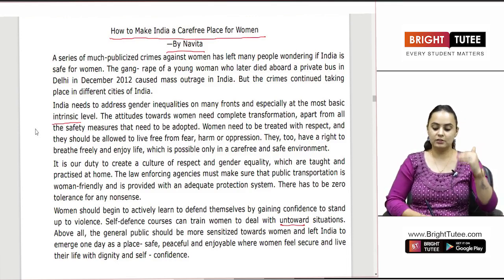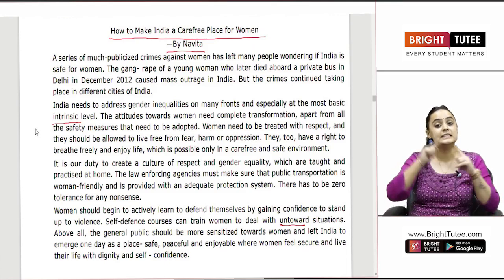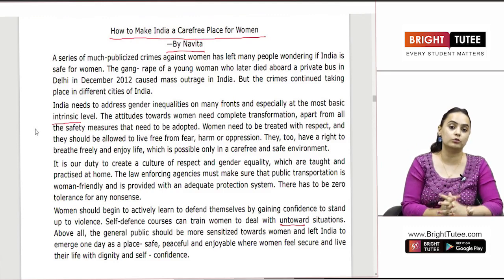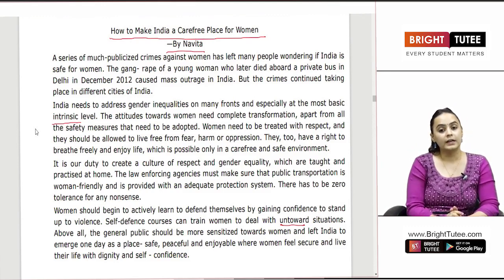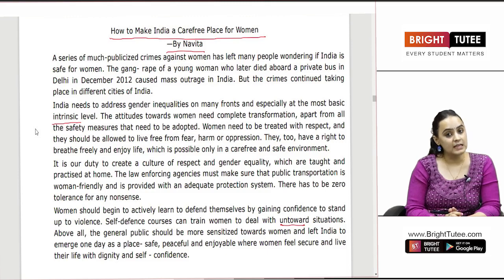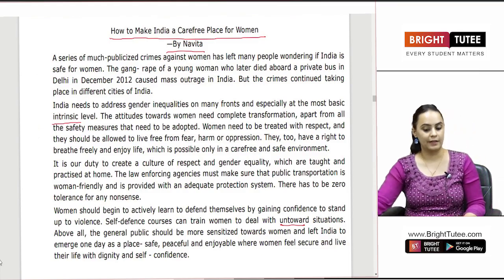So you see, in 3 to 4 paragraphs, the entire article in detail has talked about the current condition in our country. What and how do the women feel when they step out of their homes, and what can be done in order to ensure that they are also living happily and peacefully. Let us read another sample.